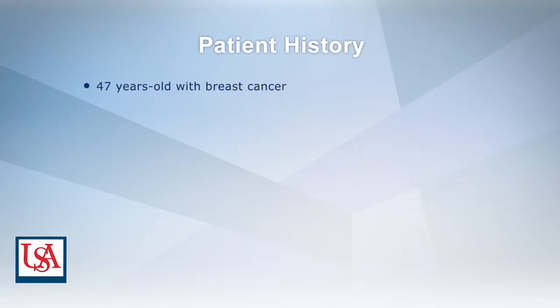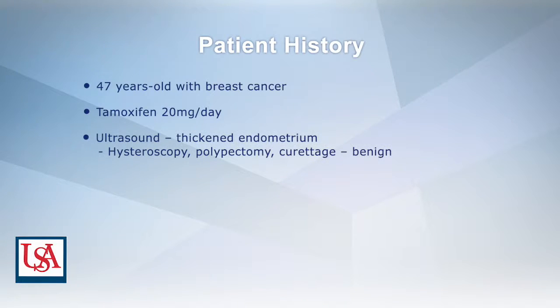This patient is a 47-year-old, gravida 2 para 2, with breast cancer, who underwent a modified radical mastectomy in April 2013, followed by tamoxifen therapy. She developed amenorrhea and pelvic pain, which prompted an imaging study. On ultrasound, she had thickened endometrium and polyps.